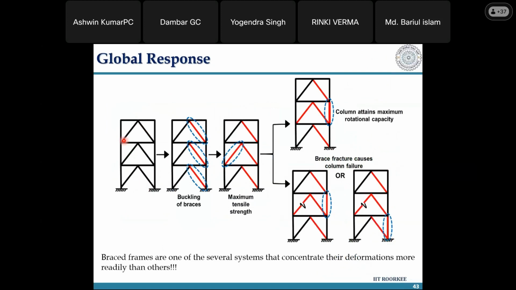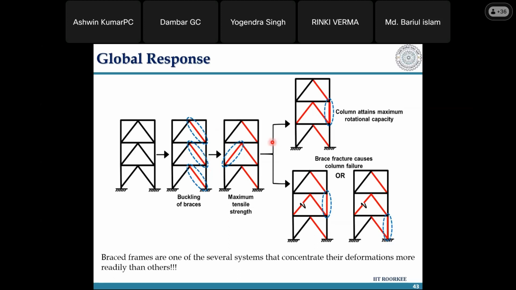Now, what I said earlier is the main problem with the CBF system, and why we give it a low response reduction factor. Shape memory alloy, yes, it is a fancy thing to give, but the cost of shape memory alloy is very huge. The amount is very high. If it comes at a very low value, yes, it can be used.